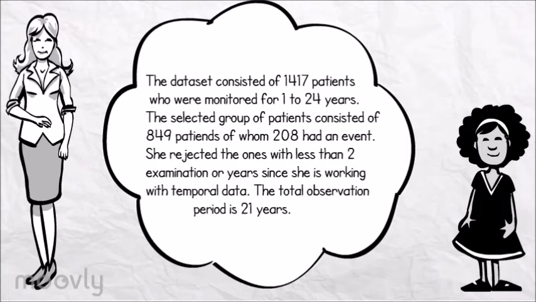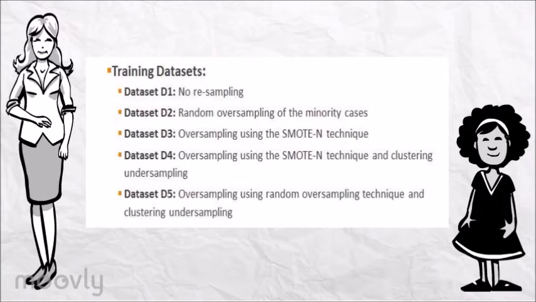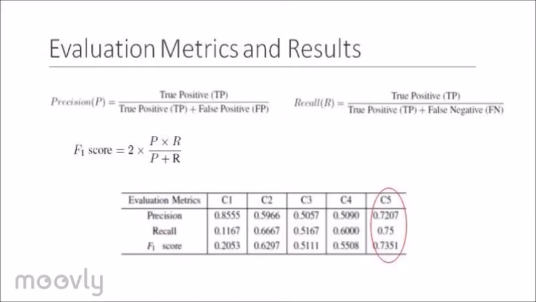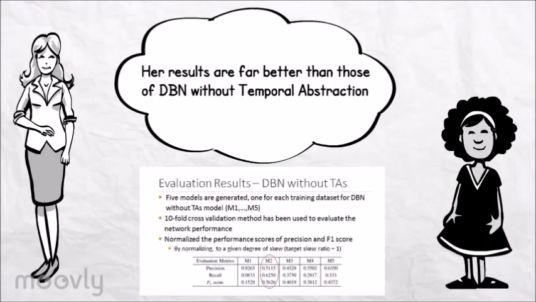She divided the dataset into training and testing using cross-validation. As you can see, she used 5 different methods. The best results occurred by dataset D5, which is oversampling using random oversampling technique and clustering undersampling. Her results are far better than those of DBN without temporal abstractions.